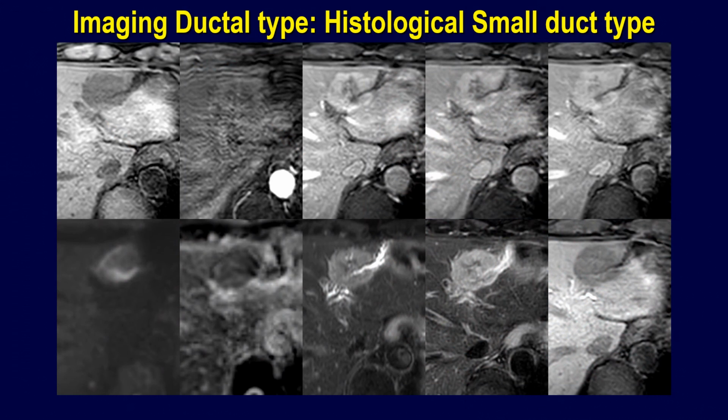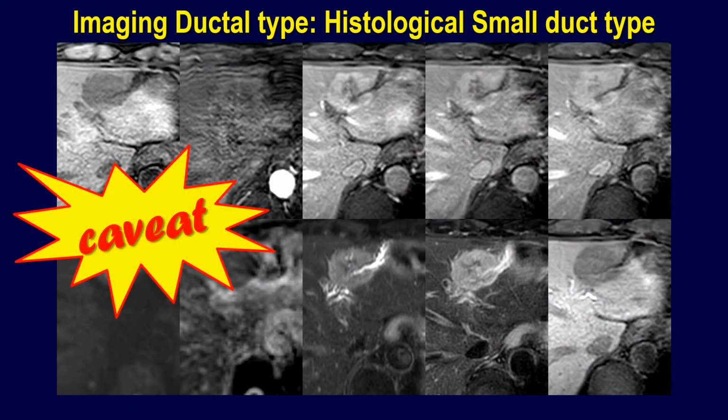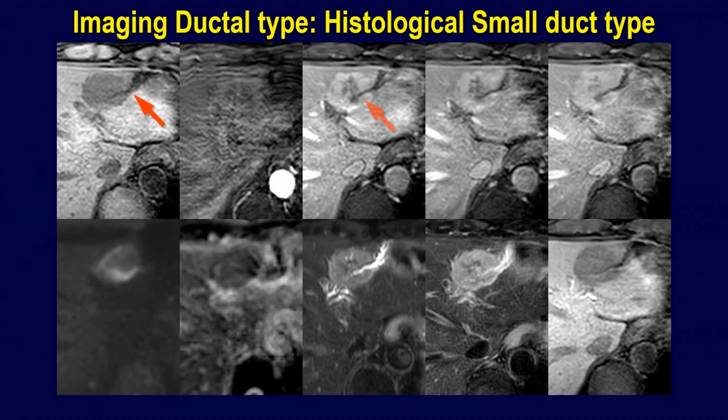However, there is an important caveat for the matching of the imaging type and histological type, because some histological small duct type may mimic imaging ductal type. This tumor can be classified as imaging ductal type by showing the findings of ductal invasion. However, it was a small duct type histologically. This kind of mismatch can happen when a small duct type tumor happens to show ductal invasion.